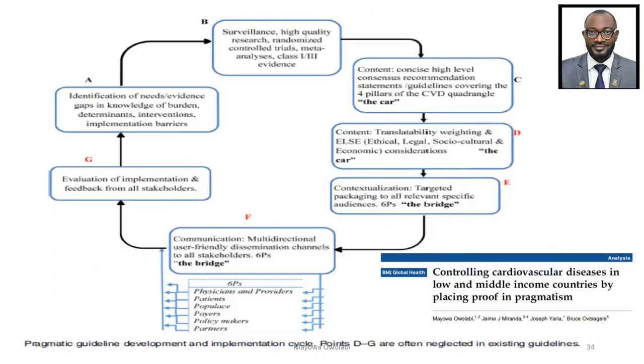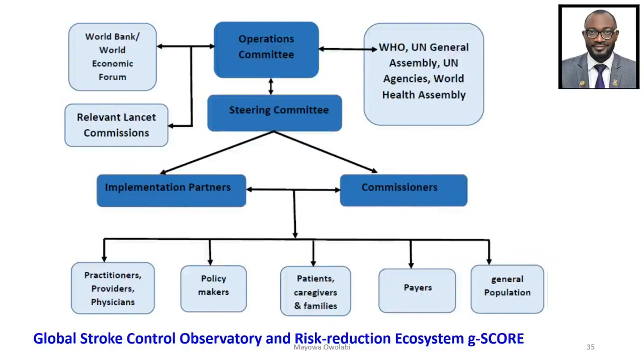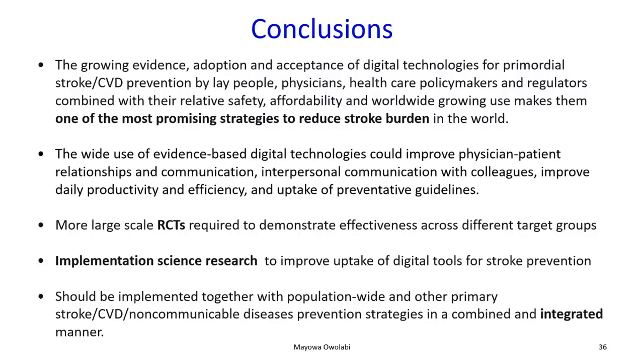So we need to come up with new digital tools by identifying what the needs are and which risk factors we want to target, and develop trials to validate them and confirm their efficacy, and then translate them with political, legal, ethical, and socioeconomic considerations, and target them to the entire spectrum of stakeholders: physicians, patients, populace, payers, policymakers, and implementation partners. And then evaluate their impact and implementation barriers, and then continue this cycle until we are really able to utilize them to promote primordial prevention across the globe. We also need to set up an ecosystem that involves all stakeholders at different levels to promote primordial prevention of stroke and its risk factors through digital tools.